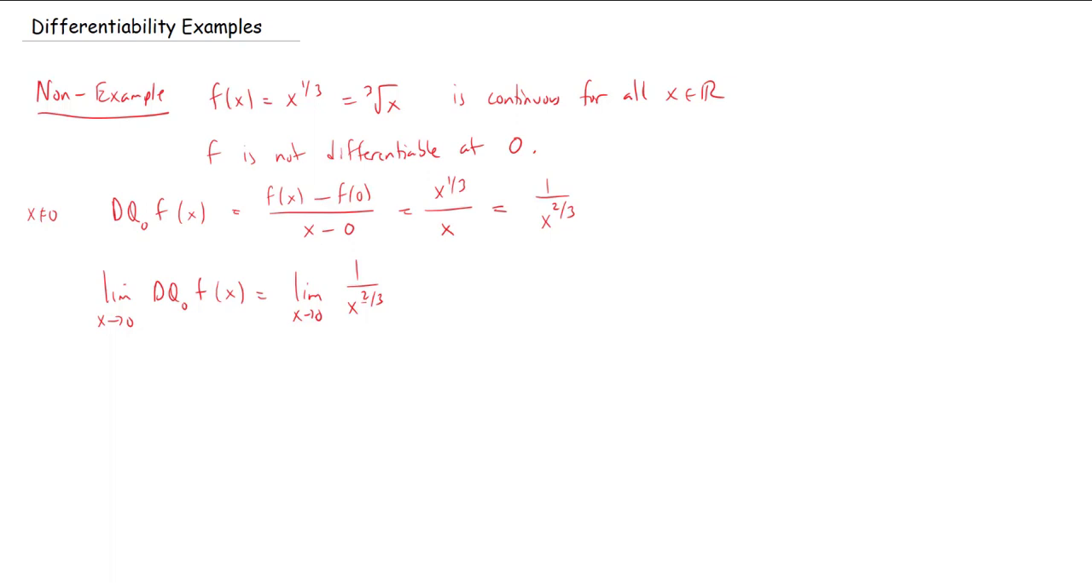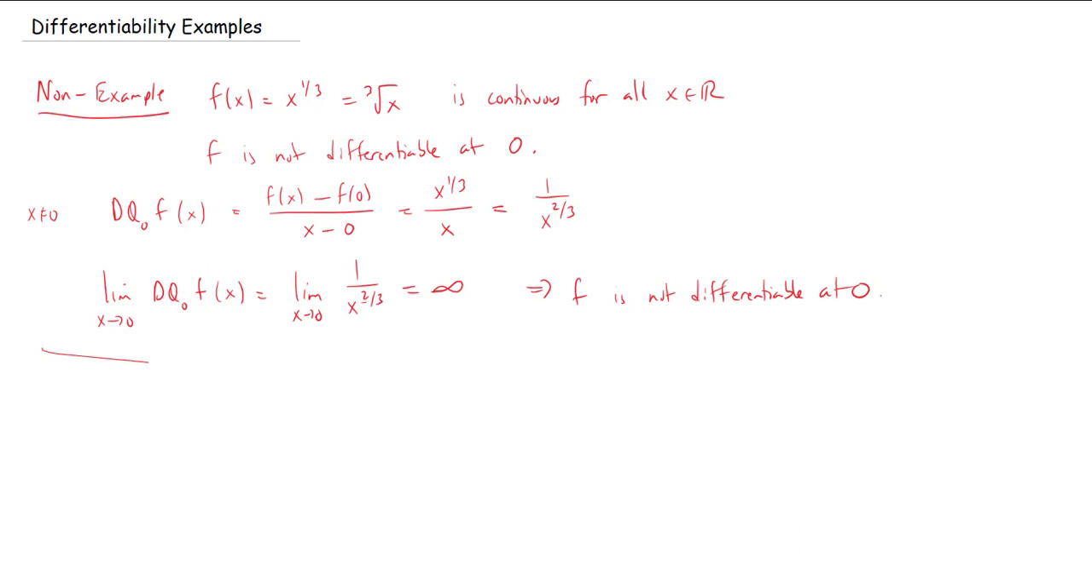And then I'm going to take 1 and divide it by a small number, which is going to give me a big number. In fact, as x is getting closer to 0, this number x to the 2/3 is getting smaller, and hence the ratio 1 over x to the 2/3 is getting bigger. In fact, this limit is infinite. And that tells me that this limit doesn't exist. So this implies that f is not differentiable at 0.